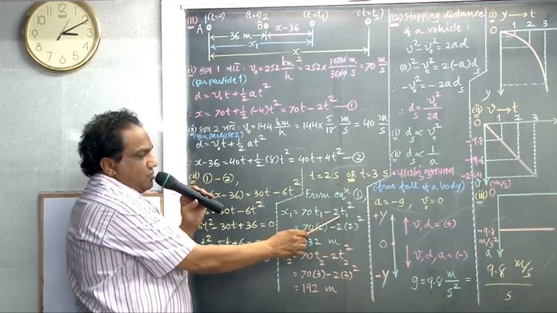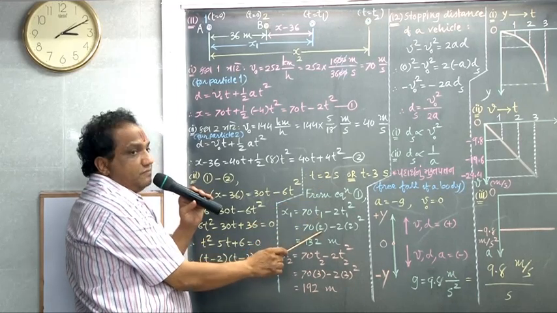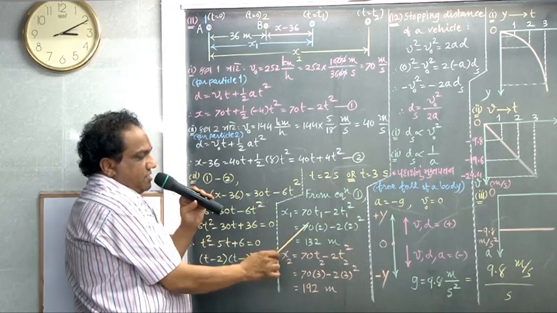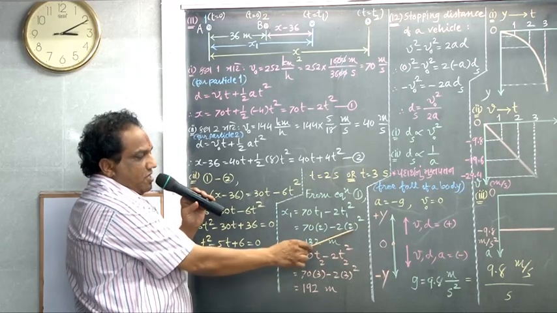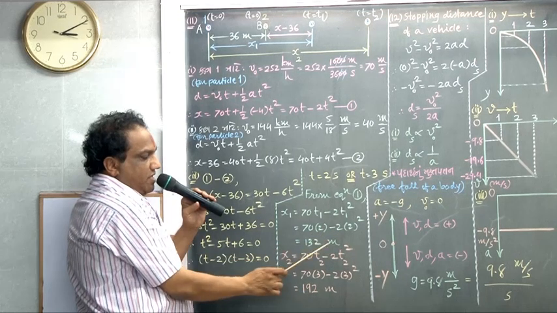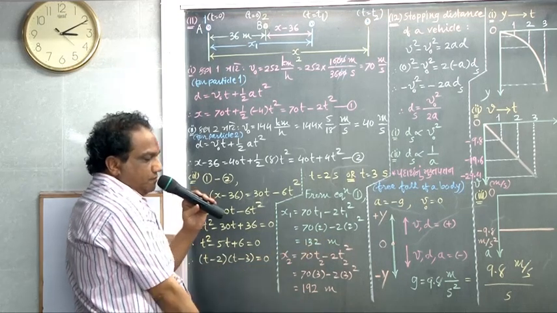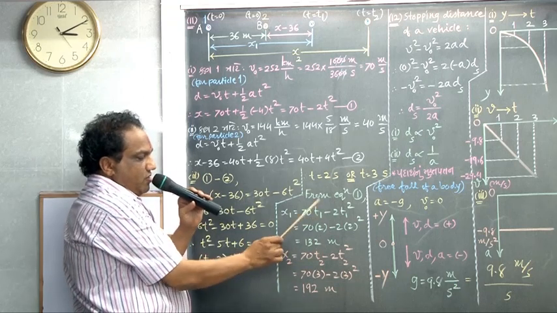70 into t1 minus 2 into t1 square. What is t1, everybody? 2 seconds. 70 times 2 is 140. 2 square is 4, 4 into 2 is 8. 140 minus 8, how much? 132 meter.